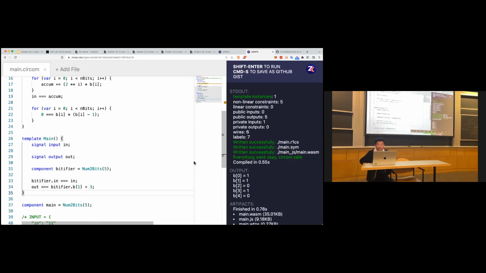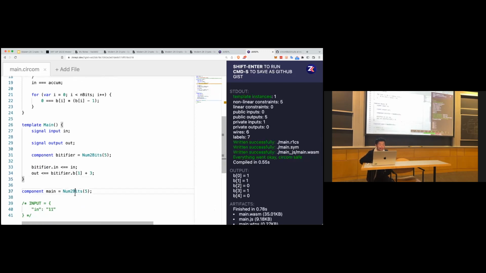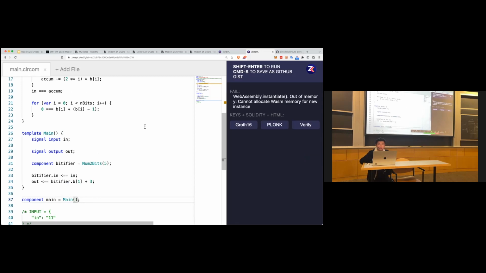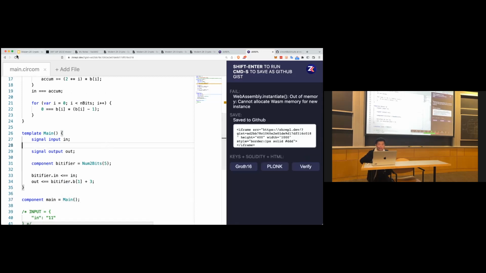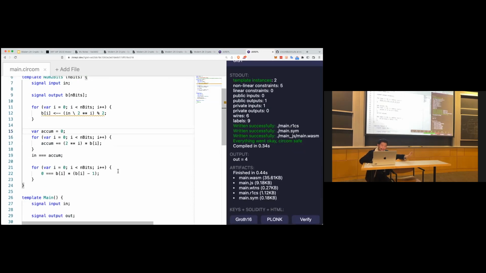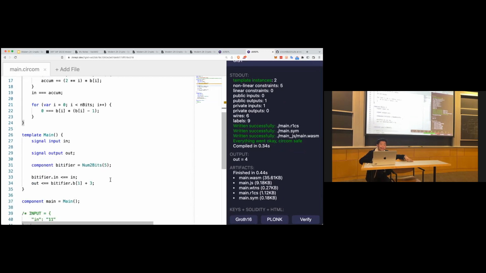Then I can press Shift-Enter, and I need to make the main function of this main. This happens sometimes, in which case just refresh the page. Okay. And then I get out equals 4, which is what I expect. And that's basically how you can start composing all of these circuits together.